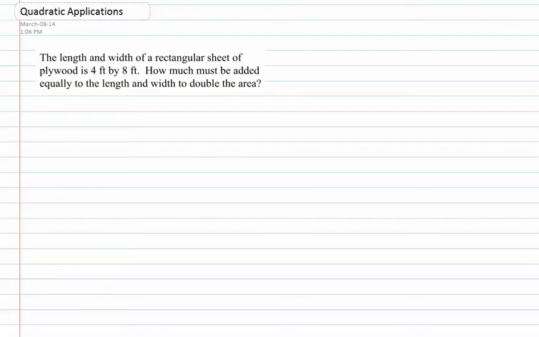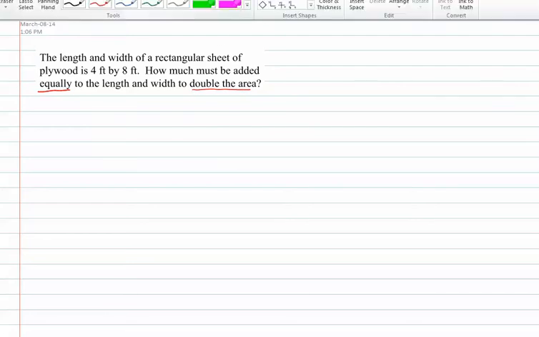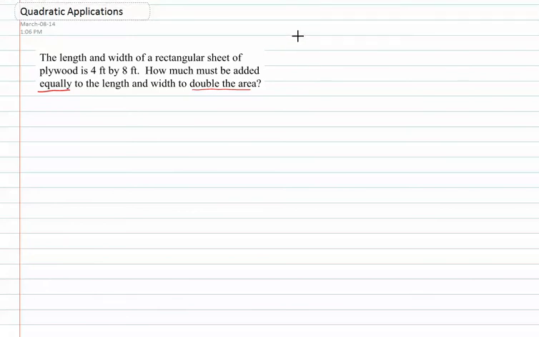So we have a rectangular sheet of plywood, 4 feet by 8 feet, and we want to add to the length and the width. This is very important. It says we want to add equally to the length and the width, and we want to double the area. So let's draw a simple sketch for this. I have a 4 by 8 piece of material.